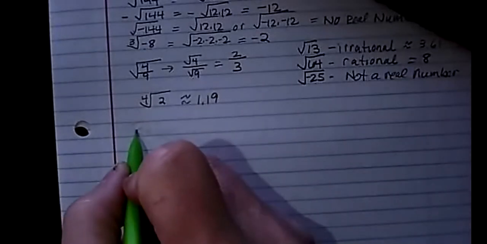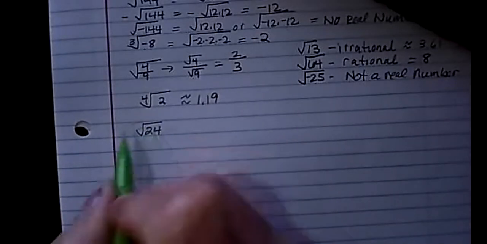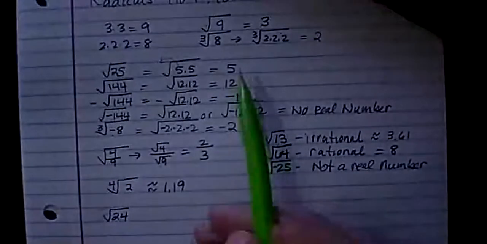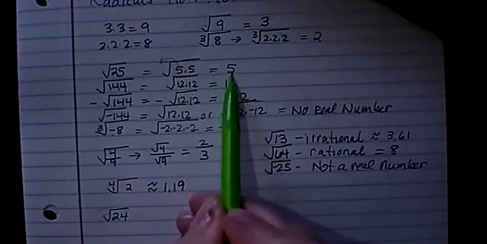All right, so let's say we have something like the square root of 24. What we're going to do there is notice it's not a perfect square, but it can be simplified because there is a perfect square inside of that. So I want to break it down, and I'm looking for any two numbers that are the same, so I can bring them out. Two numbers that are the same, like this right here. So I can bring a 5 out.